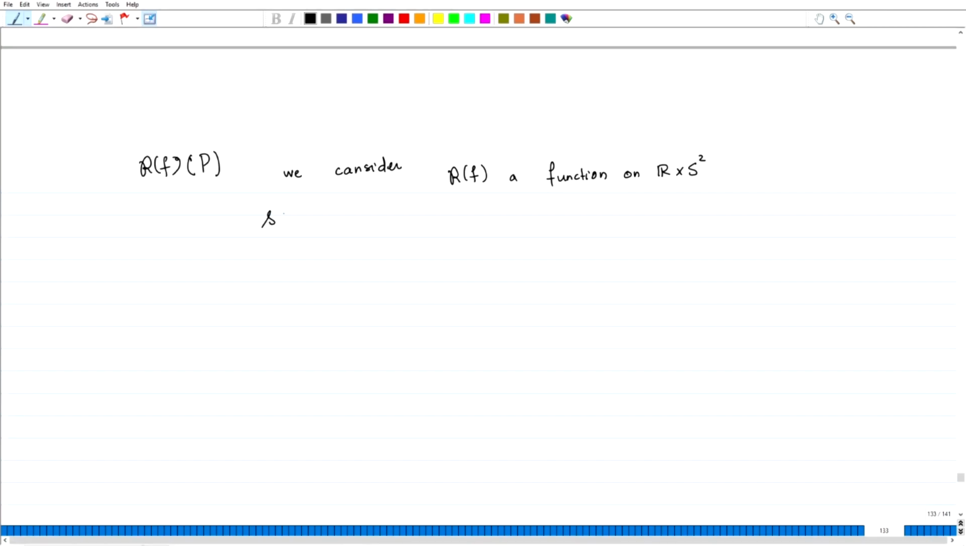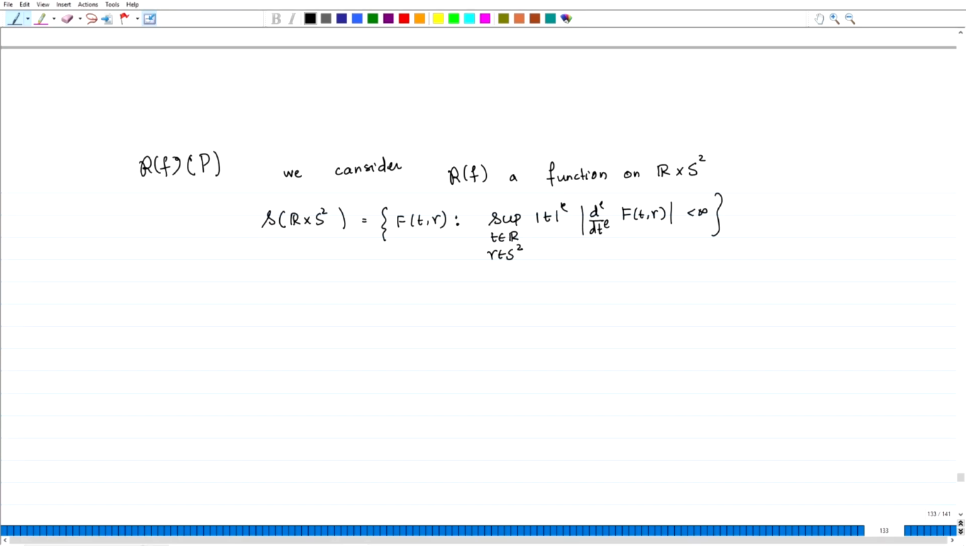So, now this is nice. At this point one can define the Schwarz space of R cross S^2. This is the set of functions f of t and gamma such that the supremum over t in R and gamma in S^2 of |t|^k times d^l/dt^l of f(t, gamma) is finite. So, this is the Schwarz space, we can define this.